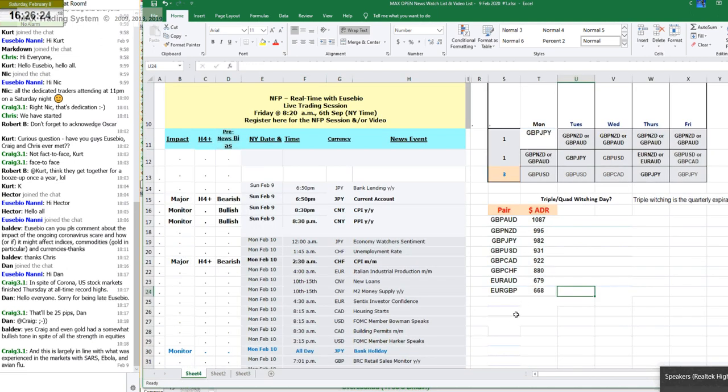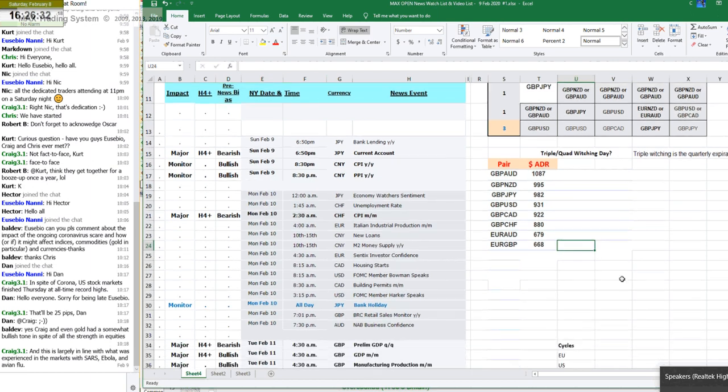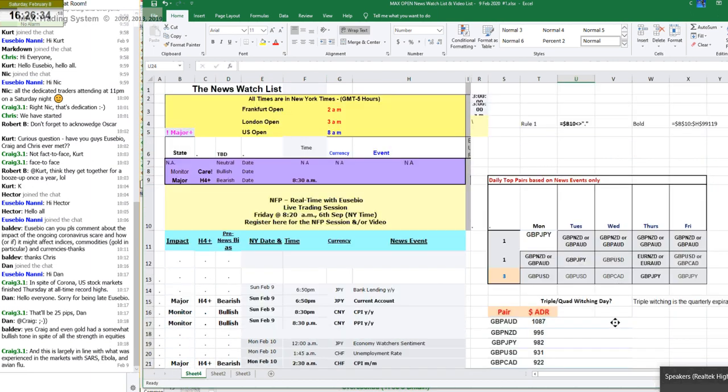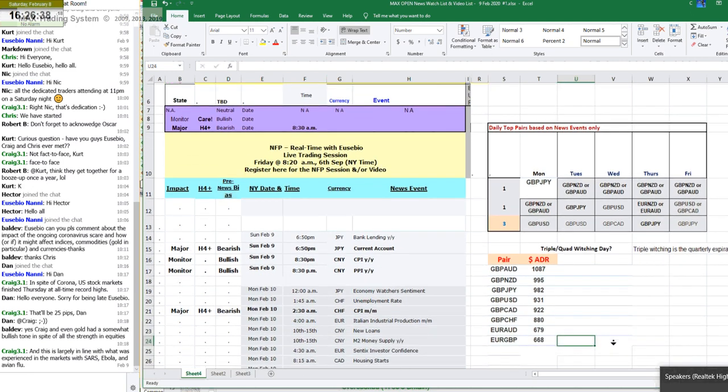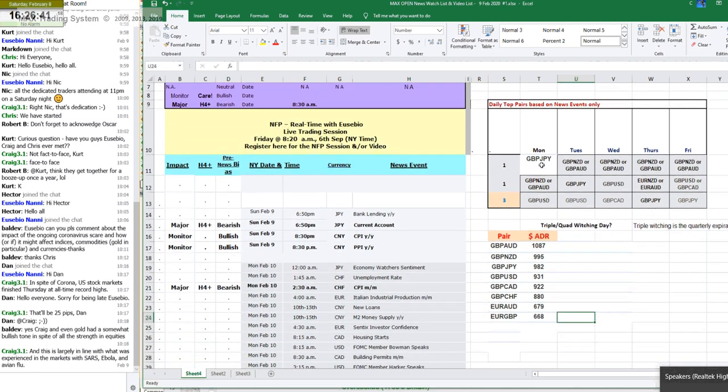Okay, so Eusebio, for Sunday we have the yen. The yen, yes. And on Monday we have nothing. So just the yen. Monday we have the Swiss. Oh yes, okay. Sorry, I didn't bold it enough. Yep. Okay, so the first pair to consider will be the pound yen. Yep. Then the pound Swiss. And then the pound Kiwi or pound Aussie.